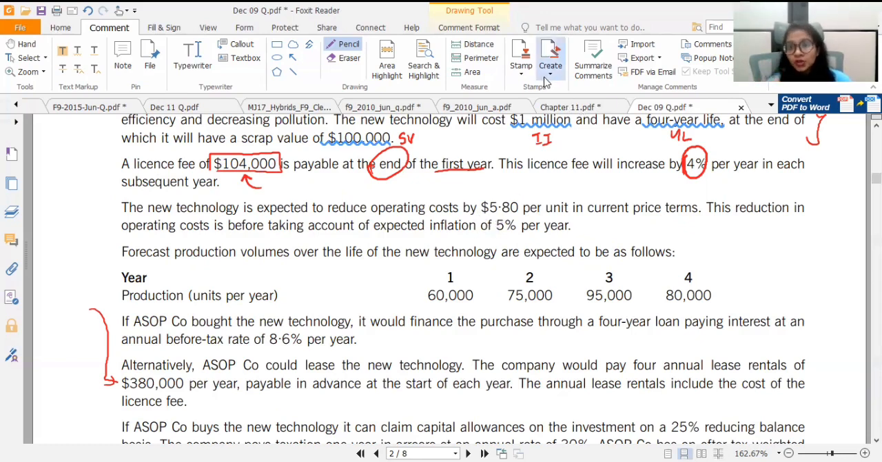So guys, please remember to pay attention because here the 104,000 is actually a year 1 cost. If he says in current price terms, then it is a year 0 cost. Then you have to start to inflate from year 1 onwards. But here, because he already gave you the year 1 cost, you only start to inflate from year 2 onwards. Now, the new technology will help to reduce operating costs. So this portion actually relates to operating costs.